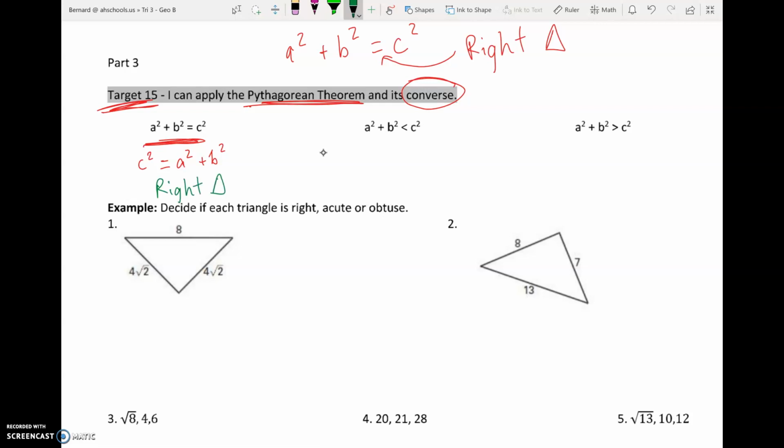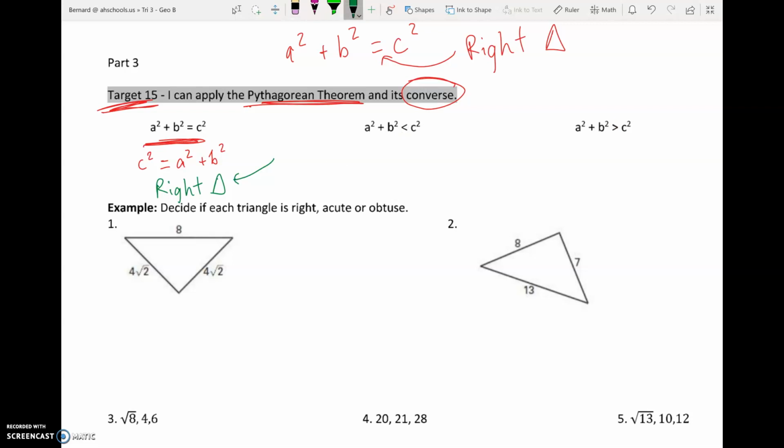But the converse says if we keep performing this a squared plus b squared and this c squared thing, and if it's not equal to, as you can see over here with the less than sign and the greater than sign, it still gives us information. It has to be equal to be a right triangle. But if it's not equal to, then we can tell if it's an acute triangle or an obtuse triangle.